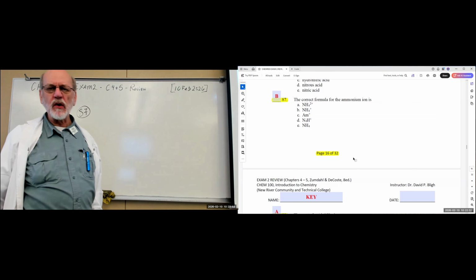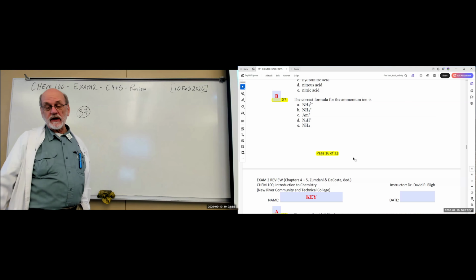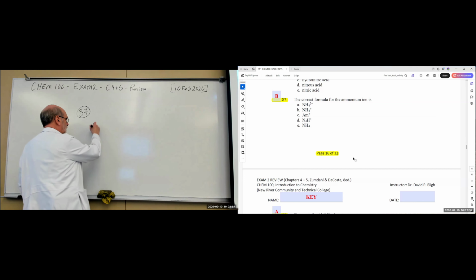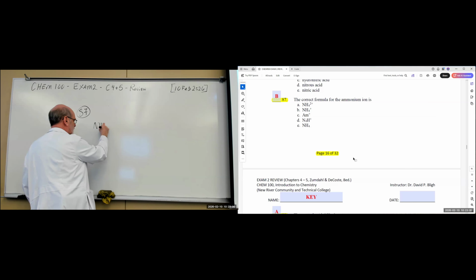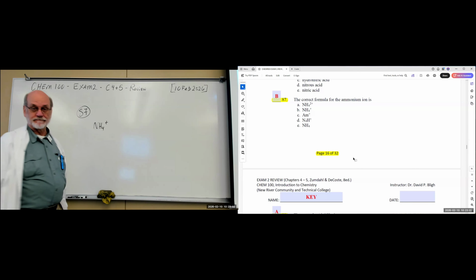The correct formula for the ammonium ion. You used to have to look that one up in the table. The ammonium ion is that.